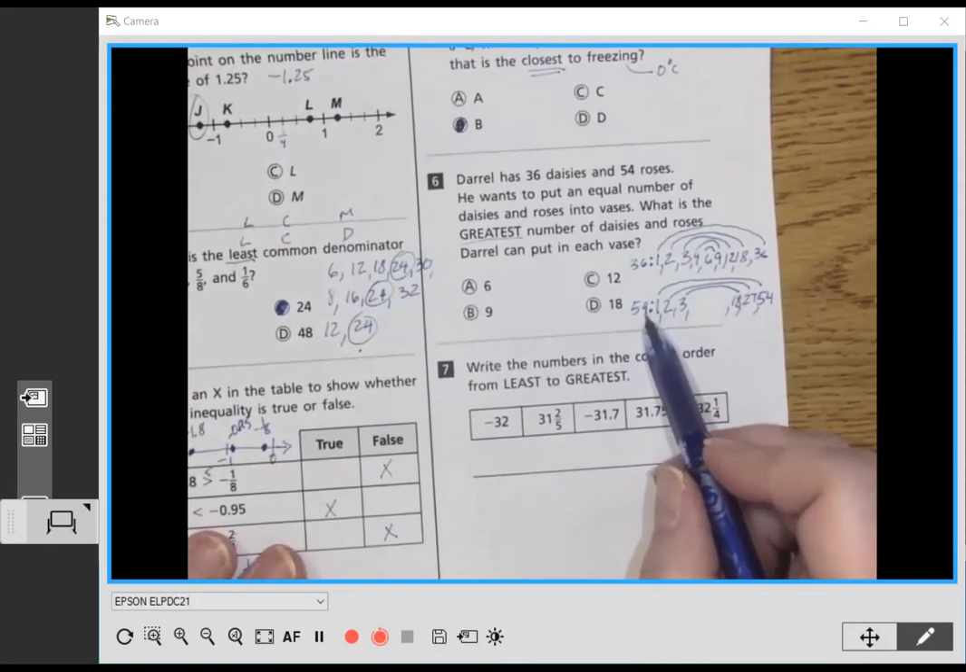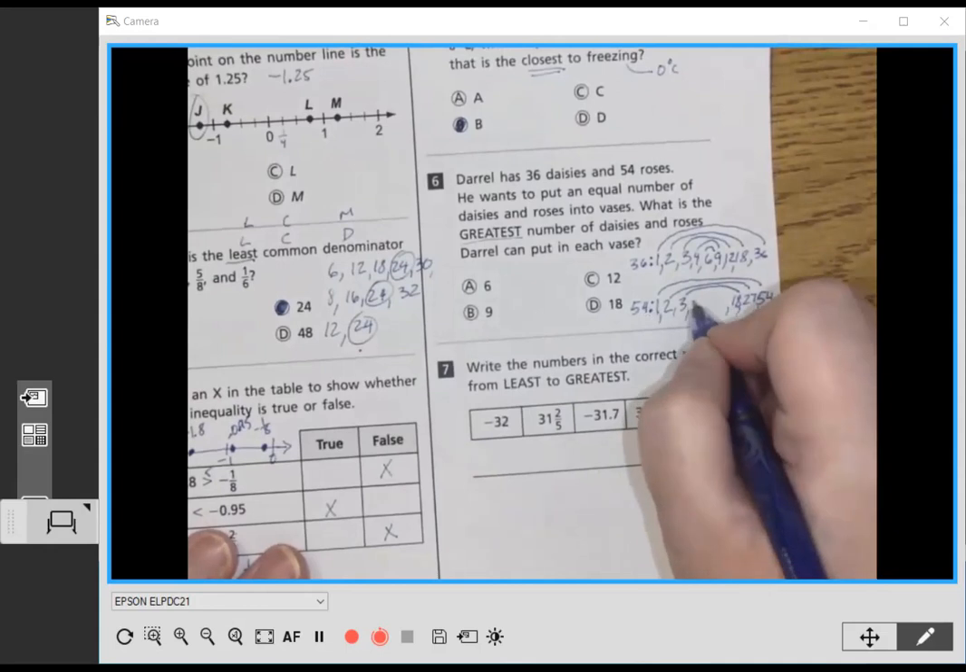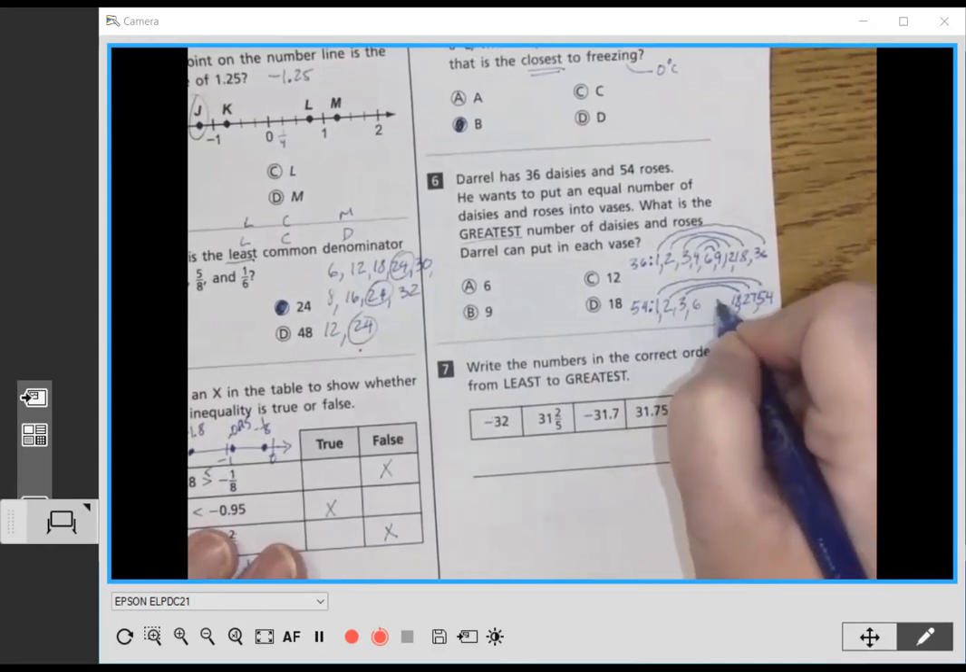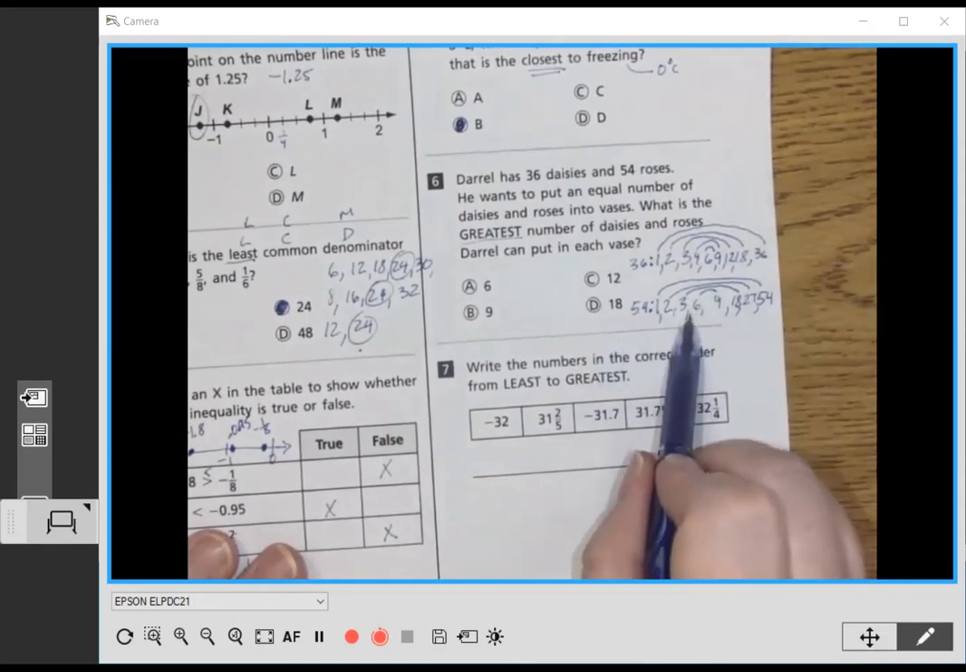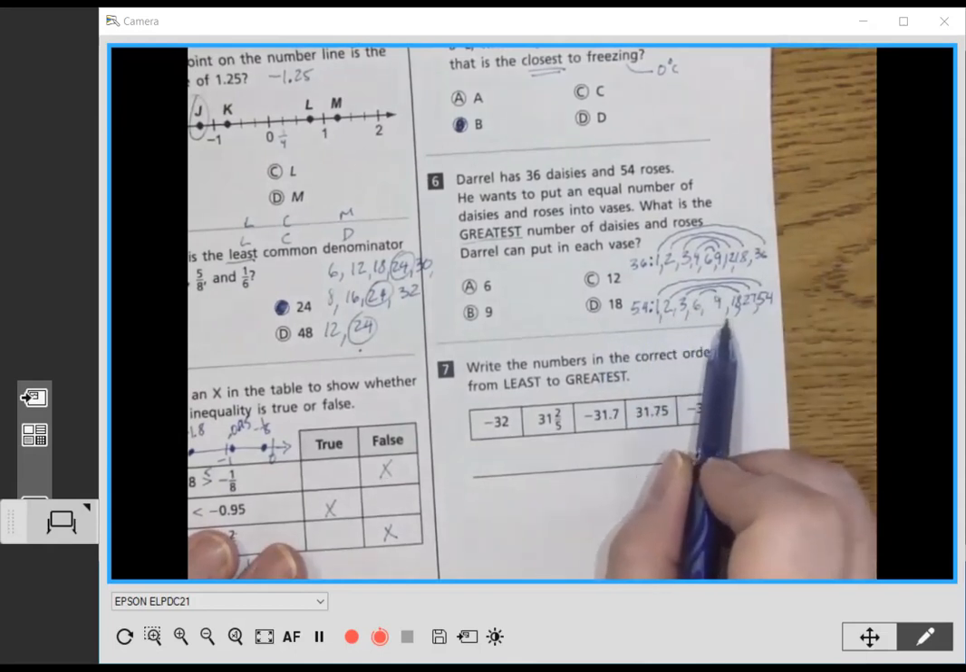5 is not a factor because it doesn't end in a 5 or a 0. 6, we know 6 times 9 by heart. That is 54. Okay, it is not divisible by 7, not divisible by 8. So these are all of our factors.